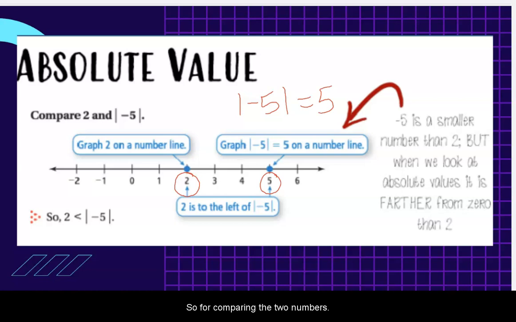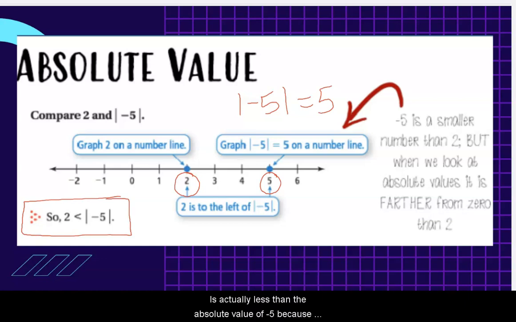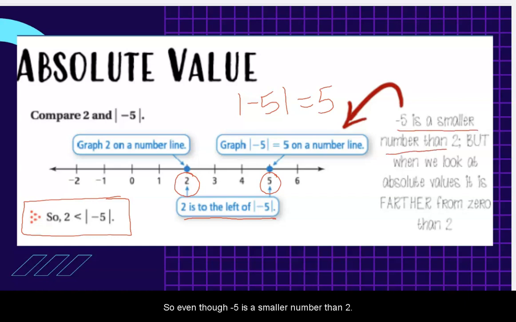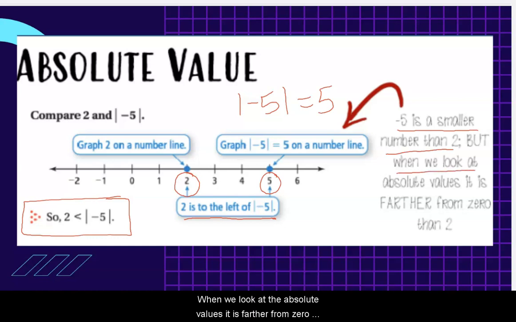So if we're comparing the two numbers, we can see that 2 is actually less than the absolute value of negative 5 because it's to the left of positive 5. So even though negative 5 is a smaller number than 2, when we look at the absolute values, it is farther from 0 to the right than 2 because it's a positive value.